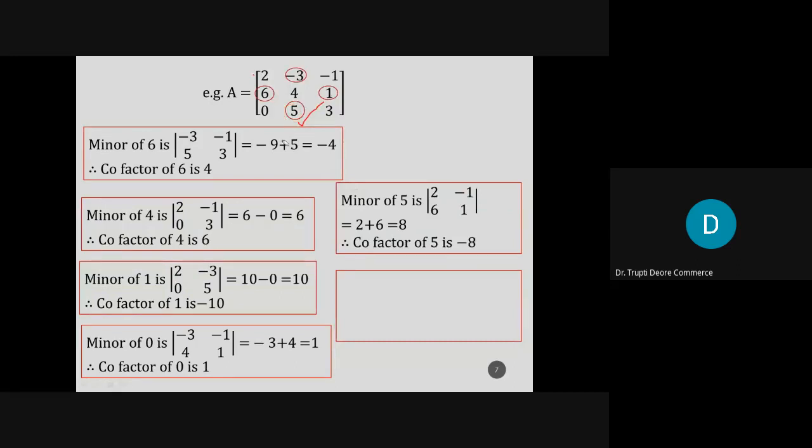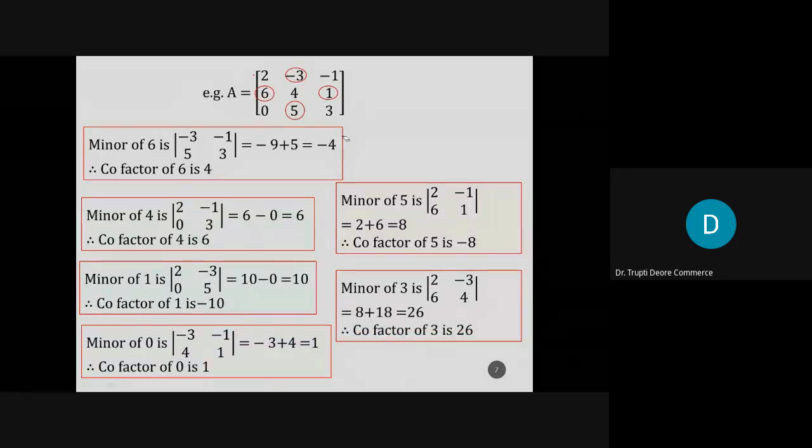Now the last one. Find out the minor for 3. How will we do it? This column and this row are cancelled. So 2 minus 3, 6, 4. Ma'am, 26. Okay, yes, right, it's a 26. Very good. So we don't have to change the sign for that remaining item, right? So as it is, the cofactor of the 3 will be the same, that is 26.